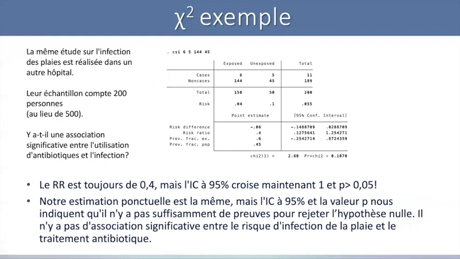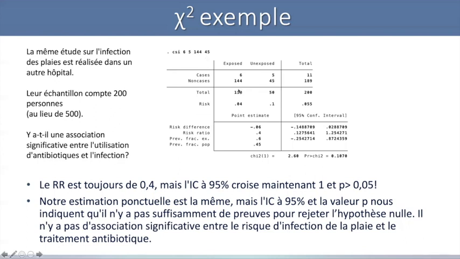To a slightly different example. Suppose another hospital wants to do the same study on wound infection and how it relates to antibiotic use. However, they don't have as many patients at this hospital, and they're only able to record what happened to 200 patients instead of 500 like in the previous study. So here, is there a significant association between the use of antibiotics and infection risk?